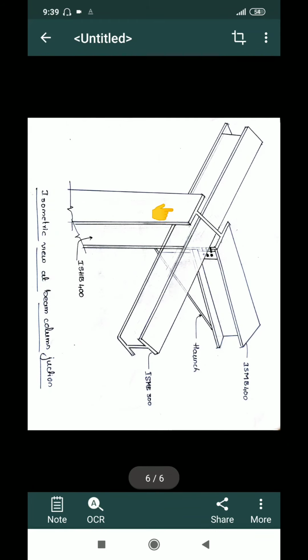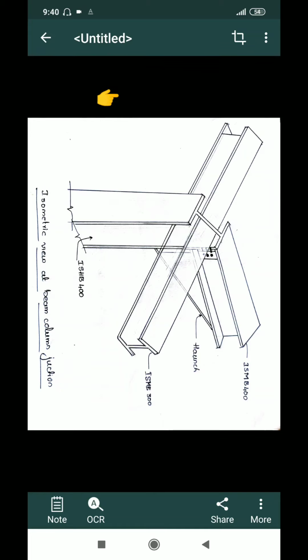If you look at the 3D section, or isometric view, of a column, beam and connecting beams, this is a column of ISHB 400, and this will form a frame like this. This is a principal rafter which is provided with the haunch, and then these two are the connecting beams which will connect this column with another column on this side, and another column on the other side.